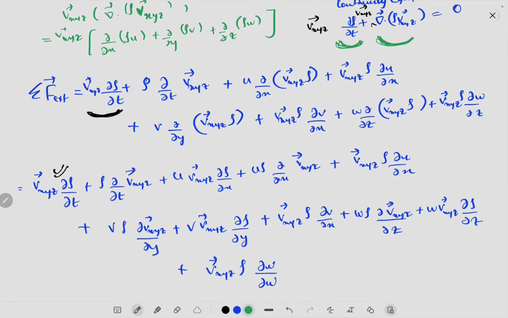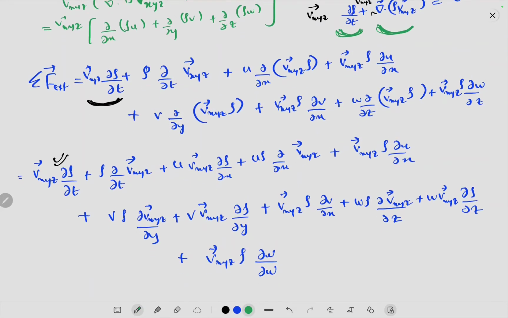Now we want vxyz outside. So this term has vxyz outside. Let's first mark all the terms with vxyz outside. So this has vxyz outside, this has vxyz outside, then this has vxyz outside, this also has vxyz outside, this also has vxyz outside, and this also has vxyz outside. This will be del w by del z.